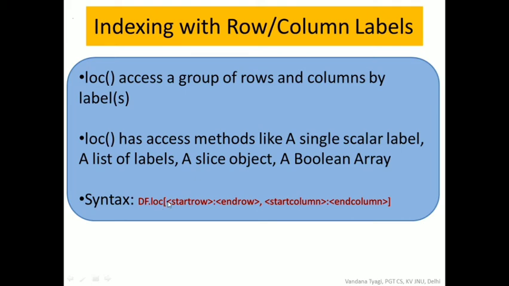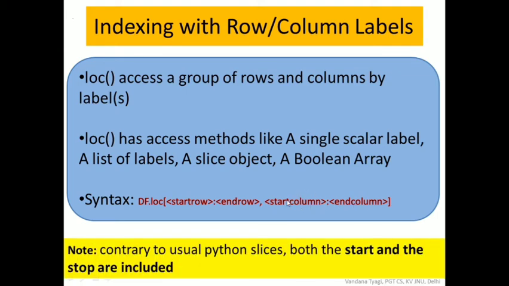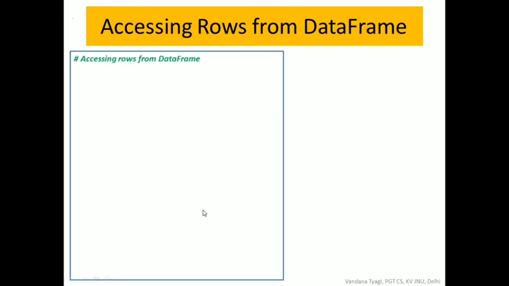This loc function, df.loc, takes start row, slice, end row. This is for extracting the row part, and start column, slice operator, end column, is for accessing the column part. One important thing you have to keep in mind is that whenever we are using loc, it is in contrast to normal Python slicing. In Python slicing we generally drop the stop value, we do not include it, but with the loc function we include the stop value also. Let's see through a programming example here.